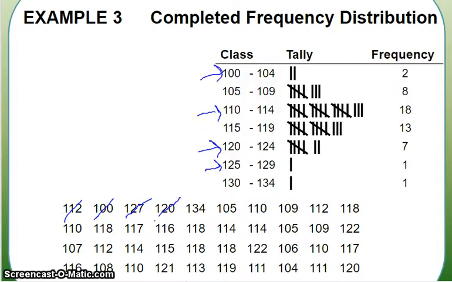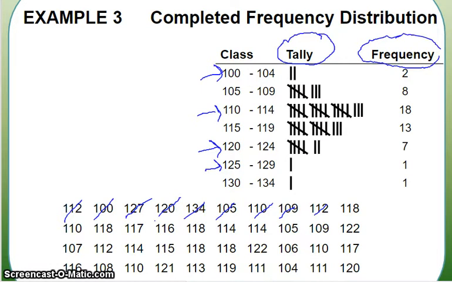The only difference between these two columns: the tally is just the mechanism, as I'm going through these numbers and crossing them off, I'm tallying them into the class. Then when I finish tallying, I count my tick marks, and I call that my frequency. So these are one and the same.